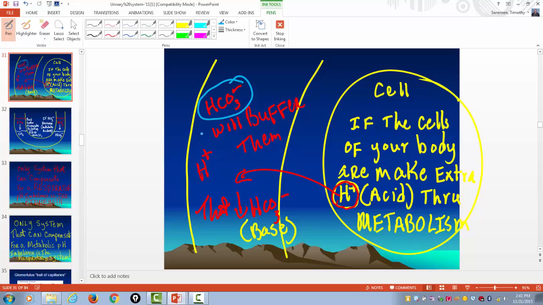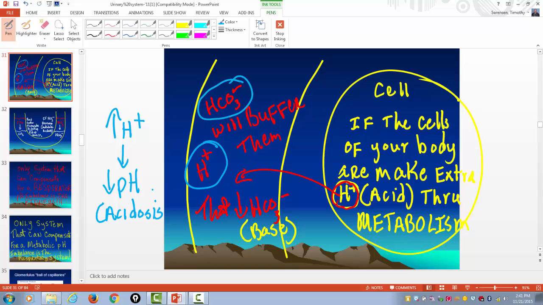And remember, the only thing that can affect the pH of the blood are free-floating hydrogen ions. If you have increased amounts of free-floating hydrogen ions in the blood, that will lead to a decrease in the pH of the blood. And that is called acidosis.